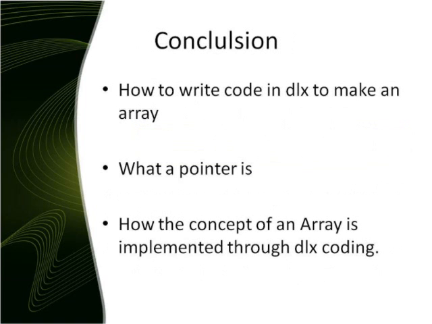In conclusion, we have seen how to initialize the array simply with allocating memory. And then it was shown what a pointer is and how it can be treated as data or an instruction in order to efficiently access memory. And finally, how a pointer and memory allocation can be used together to create an array in DLX.